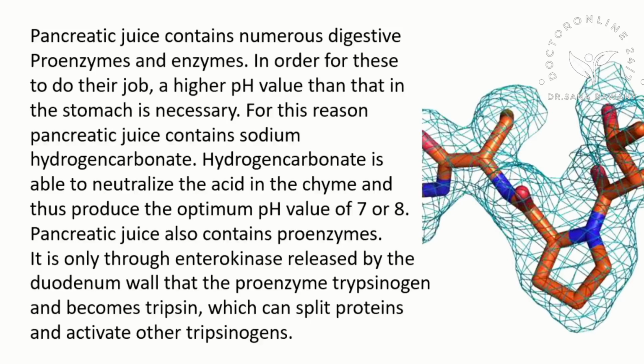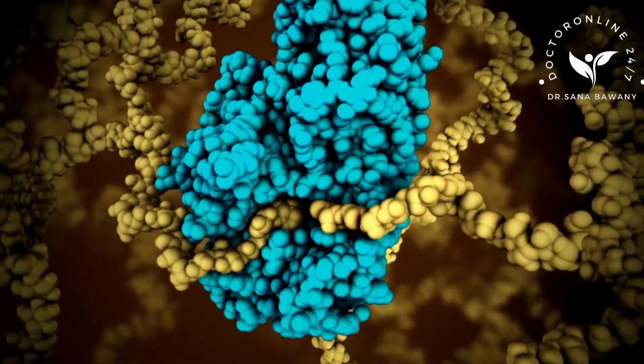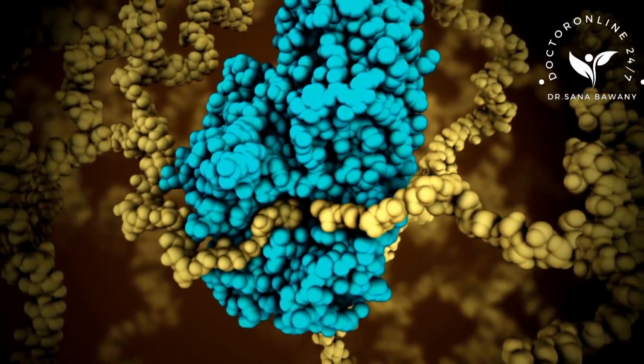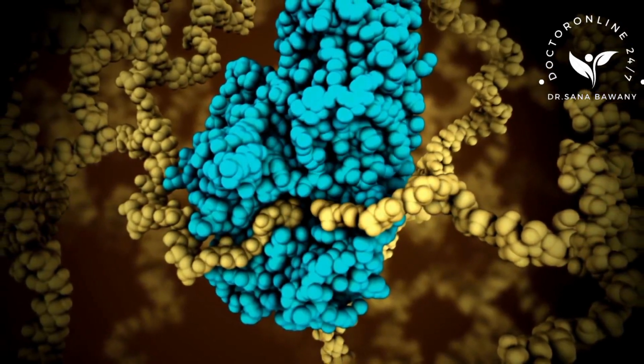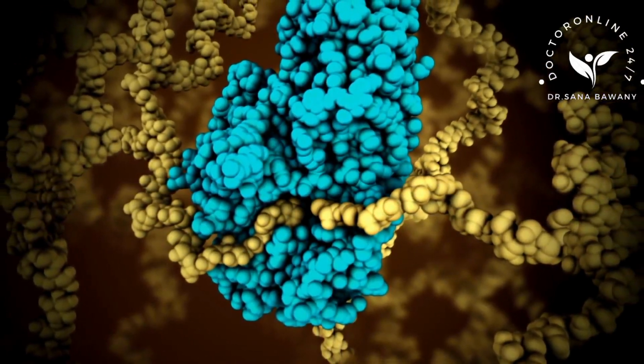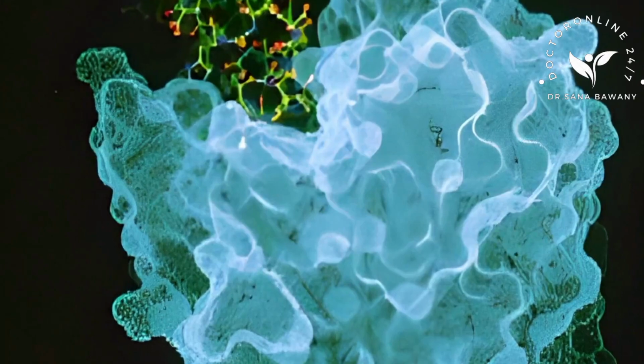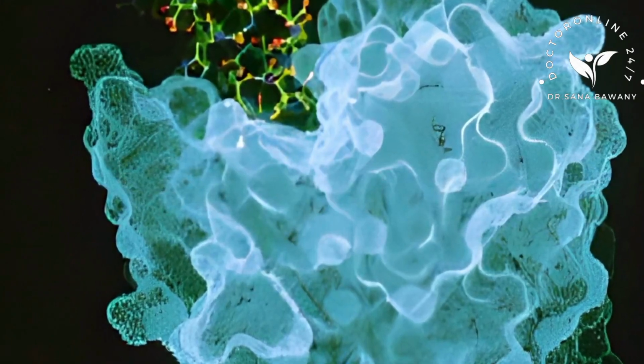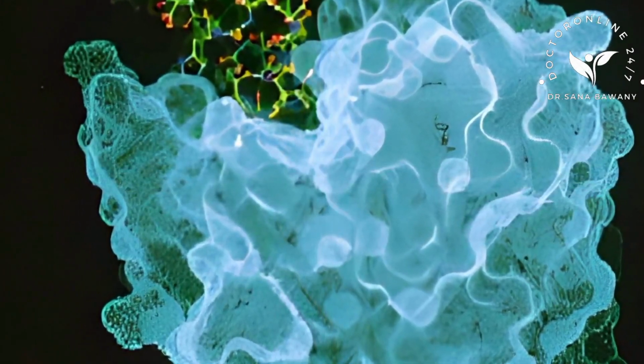Pancreatic juice also contains proenzymes. It is only through enterokinase released by the duodenum wall that the proenzyme trypsinogen becomes trypsin, which can split proteins and activate other trypsinogens. We also find alpha amylase, which we had already found in the mouth. It now does the rest regarding the splitting of carbohydrates, which it converts into maltose and isomaltose.